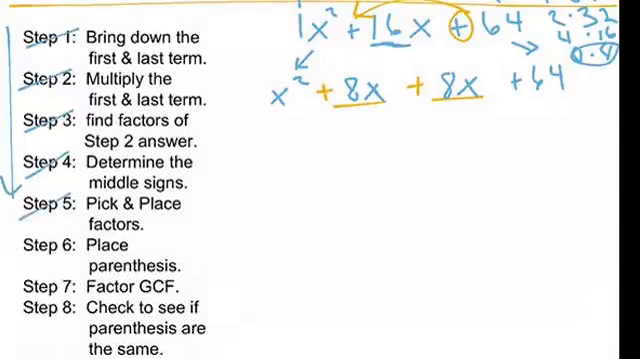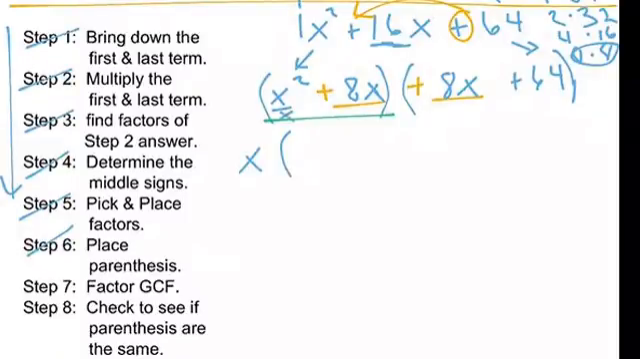Step 6, place my parentheses. Okay, that takes care of step 6. Step 7, factor the greatest common factor. All right, here in the first one, we have x's in both. So x, and I am going to divide x squared by x, and I get x. I'm going to divide 8x by x, and I get plus 8.